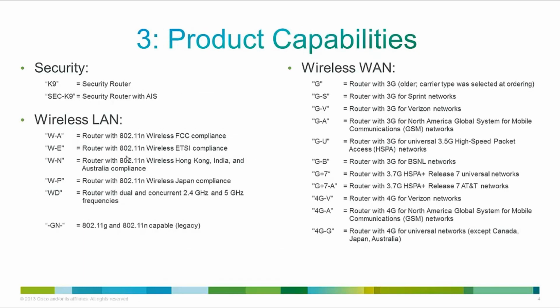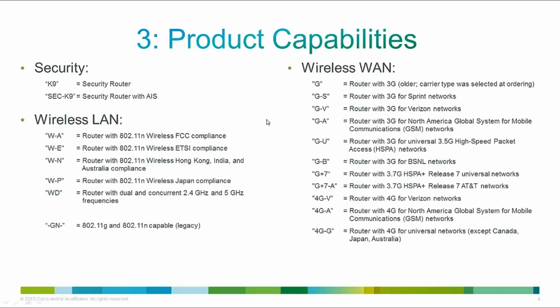The product capabilities are listed here by technology. It could be for security reasons, for example K9, which identifies encryption software. Anything with a W inside would be a wireless LAN subcomponent. These subcomponents have sub-options like -A, -E, -N, -P for the regulatory compliance level areas they are used for. And the D identifies dual and concurrent wireless.